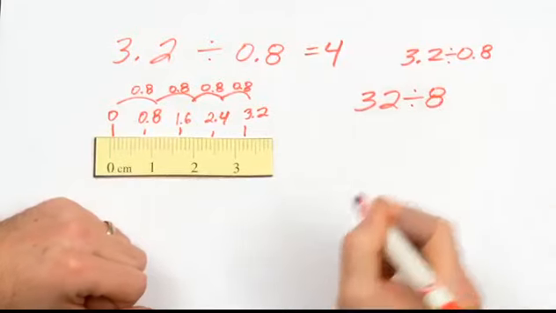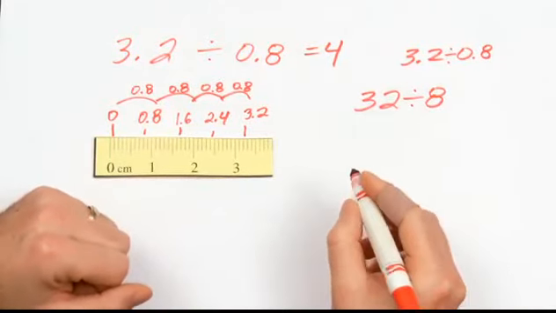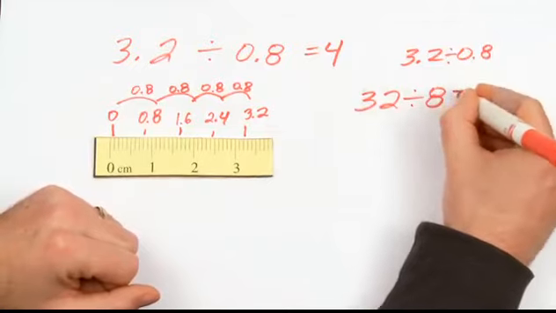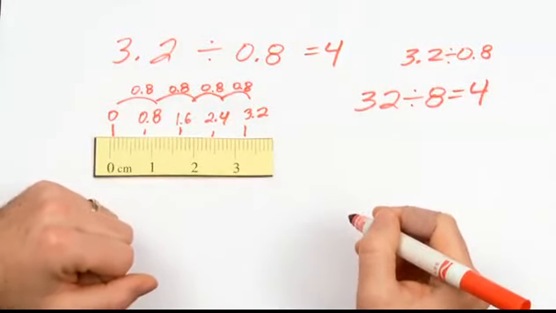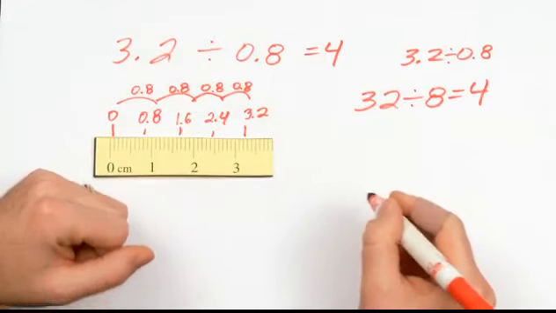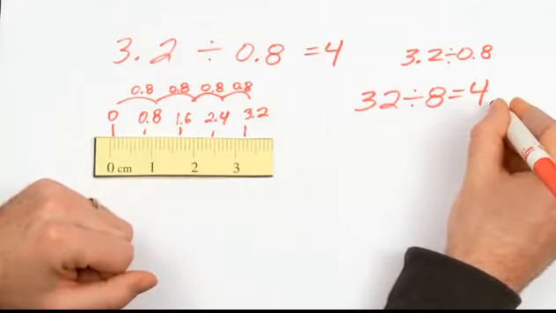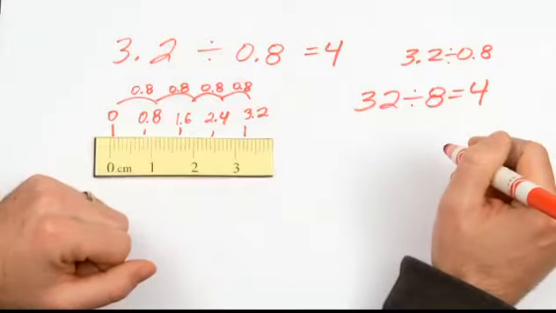What's 32 divided by 8? Well, 32 divided by 8, I know that one. That's 4. But there's a second step I need to think about, and that's the decimal point. Where does the decimal point go in my answer? I need to make sure I put it in the right spot.